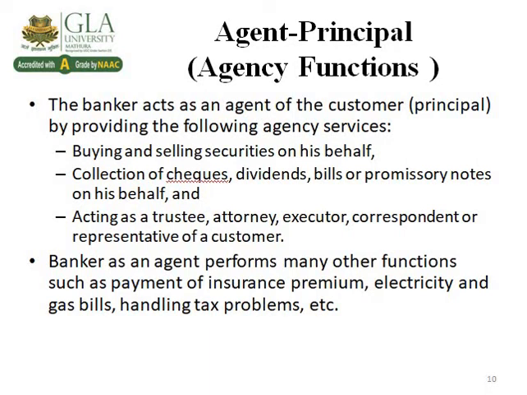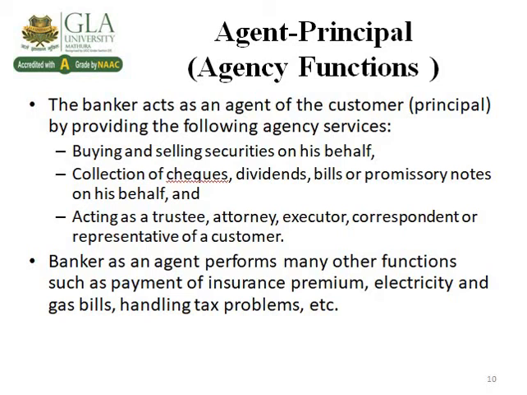Now, another relationship that exists between the customer and the banker is agent and principal, which we have already seen when we studied the functions of the commercial bank. That was in the secondary functions, where we talked about the agency functions. Whenever the banker is acting as an agent on behalf of the customer, the banker is known as the agent and the customer is known as the principal, because the banker is performing agency functions or agency services.